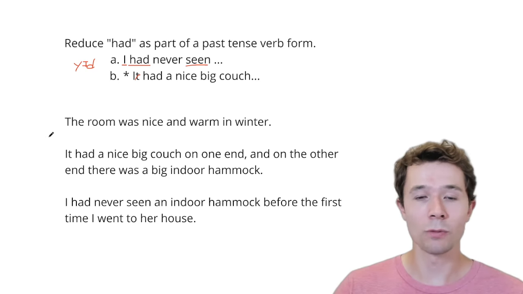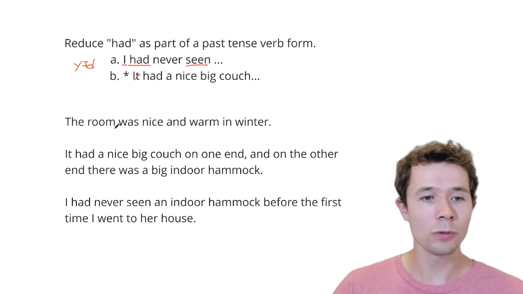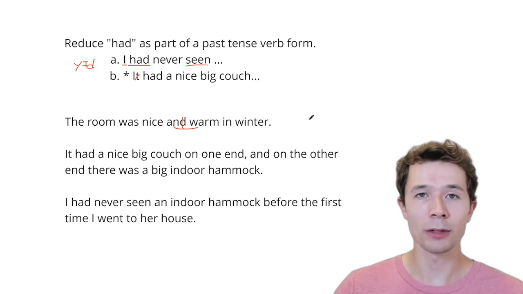The room was nice and warm in winter. We're going to remove the d from warm. Nice and warm in winter. Winter has a T when it's written, but we actually don't say this T. Winter. The room was nice and warm in winter.